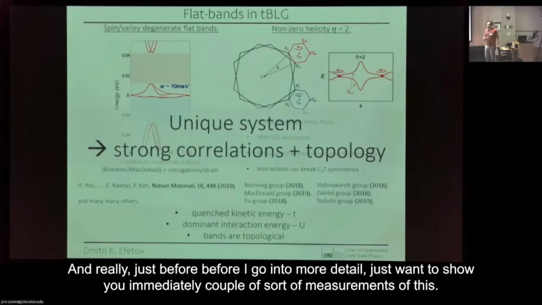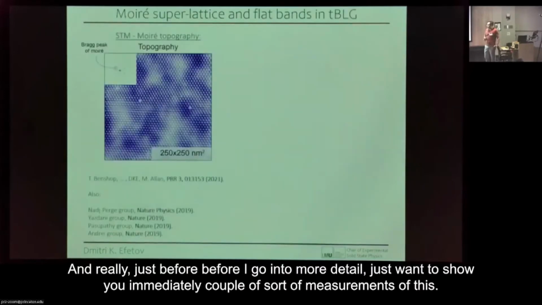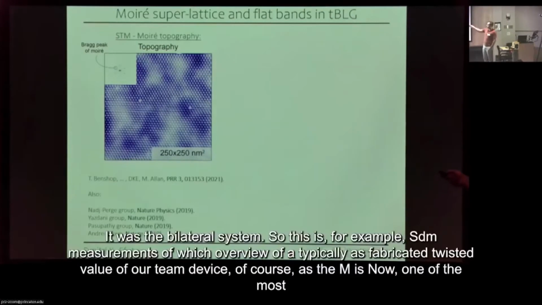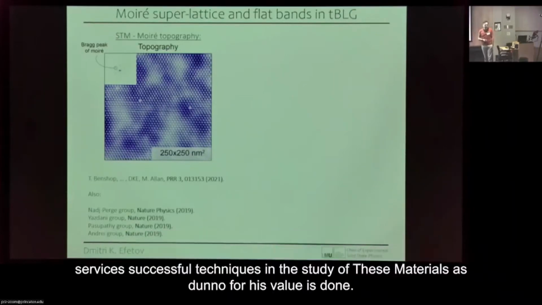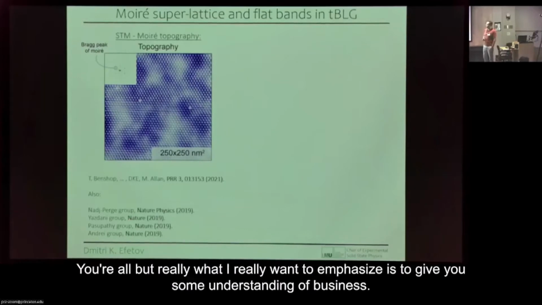And really, just before I go into more detail, I want to show you immediately a couple of measurements of this twisted bilayer graphene system. So this is, for example, STM measurements of the topography of a typically fabricated twisted bilayer graphene device. Of course, STM is now one of the most successful techniques in the study of these materials, as is done, of course, by Ali Yazdani here also in Princeton.